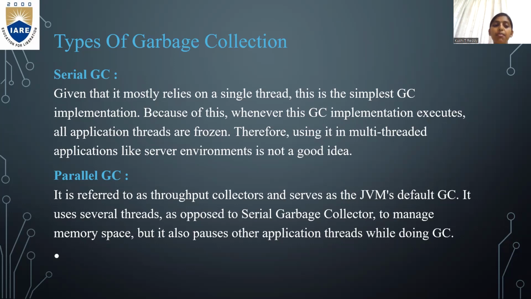Next is the parallel garbage collector. It is referred to as a throughput collector and serves as the JVM's default garbage collector. It uses several threads, as opposed to the serial garbage collector, to manage memory space, but it also pauses other application threads while doing garbage collection.